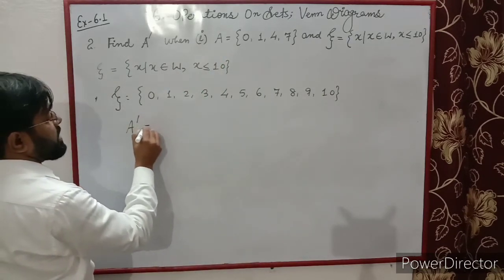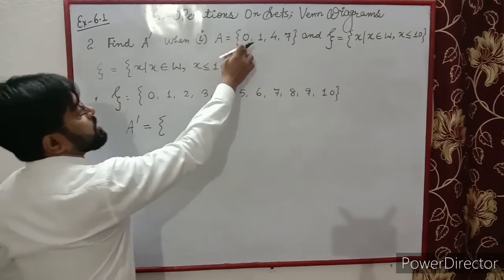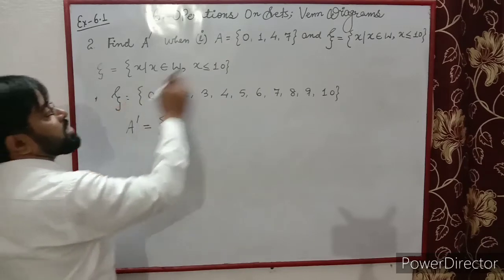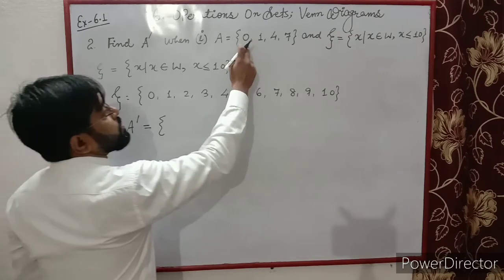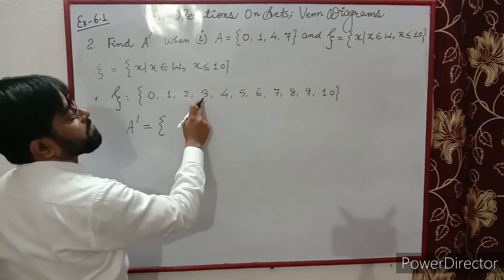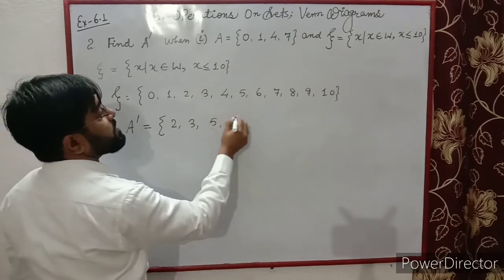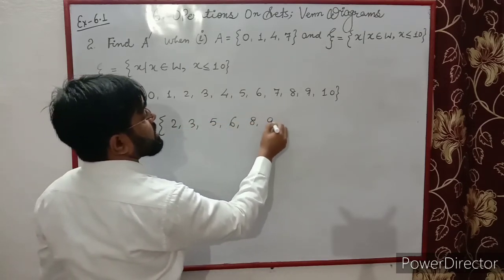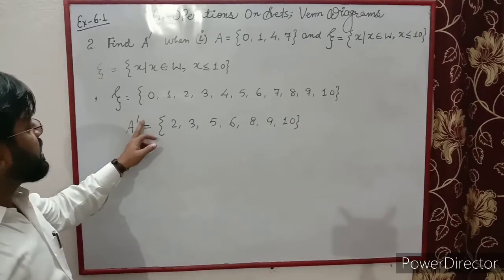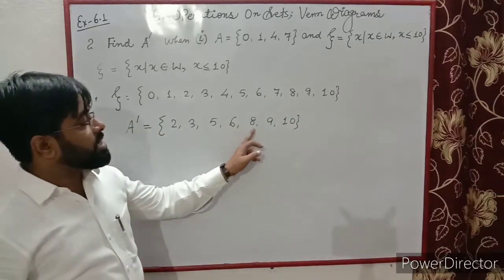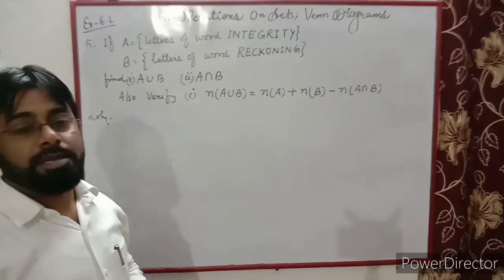Now the complement of set A. 0 belongs to the universal set and also to A. 1, 2, 3, so right here 2, 3, 5, 6, 8, 9, 10. So the complement of our set A is 2, 3, 5, 6, 8, 9, 10. That is the answer. Let's see one more question.